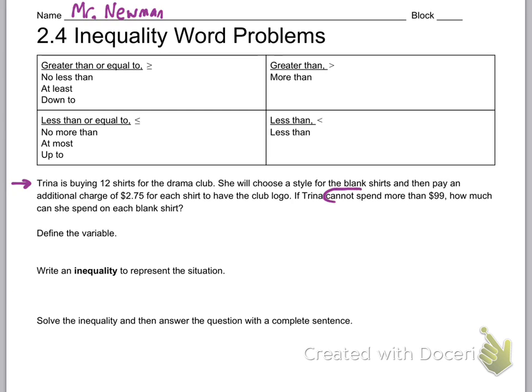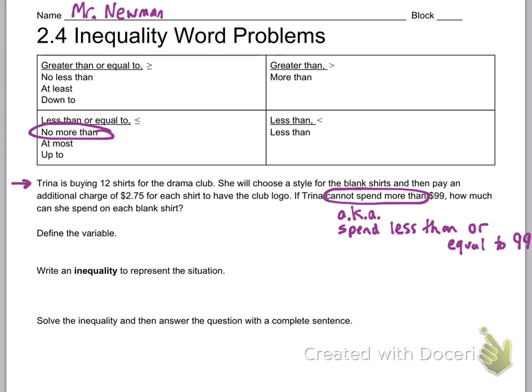Let's highlight some important things. First of all, you notice "cannot spend more than." That's the same as "no more than" right here. Another way of saying that is she has to spend less than or equal to $99. Okay? So if she can't spend more than that, she's got to spend less than or equal to that.